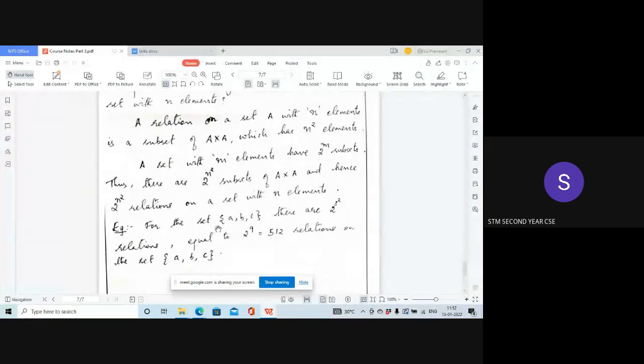So, another example: if you have a set with elements A, B, C, since it has 3 elements, A cross A will have 3 square elements, and the number of subsets will be 2 raised to 3 square, because the number of subsets of a set is 2 raised to n. Here the number of elements is 3 square, so you have 2 raised to 3 square subsets, and 2 raised to 3 square is 2 raised to 9, which is equal to 512. So for a set with 3 elements, you have 512 relations defined on that set.